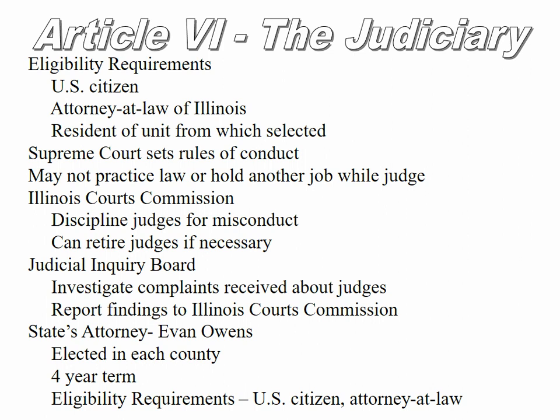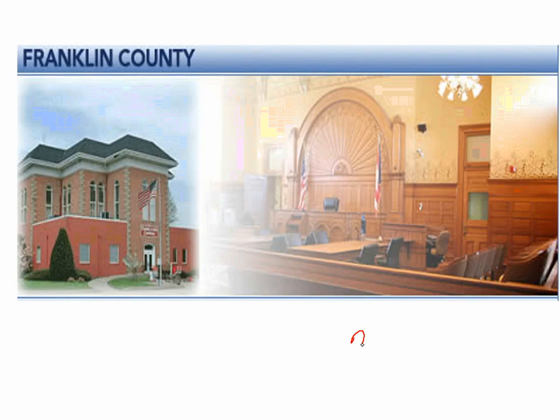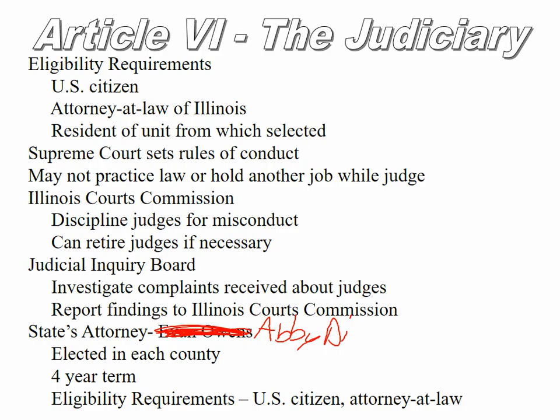So, our last adjustment that we need to fix here is Evan Owens. Evan Owens is no longer our state's attorney. Our new person is Abby Din. Don't worry, I've got it. Abby Din. So she is the person that will be prosecuting you if you commit a crime.